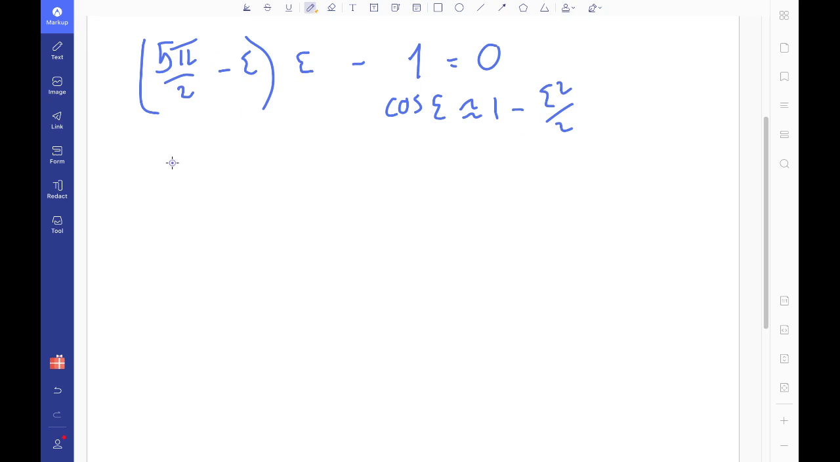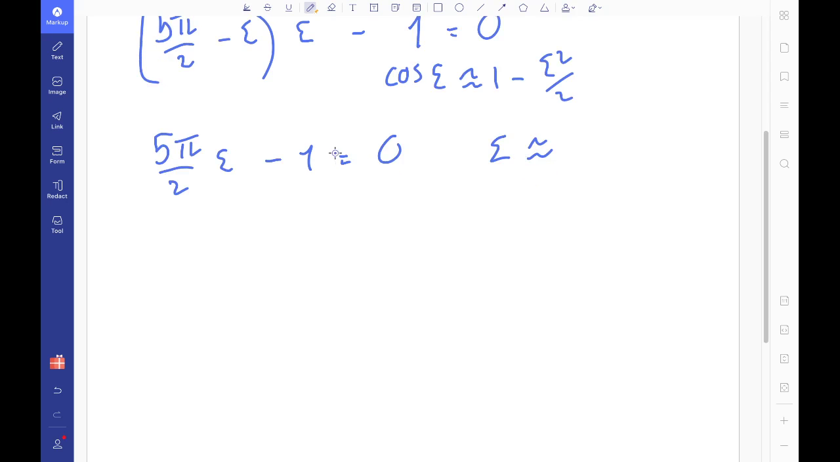So if we do that, we will get 5 pi over 2 multiplied by epsilon, and then we'll get a minus epsilon squared, which we're going to say is too small to consider, and we're going to get that minus 1 is equal to 0. So we can find that epsilon is approximately equal to 2 over 5 pi, which is quite small, it's about 2 over 15.